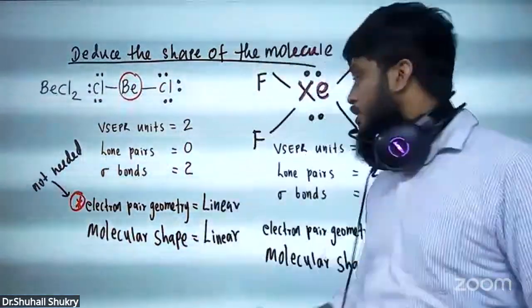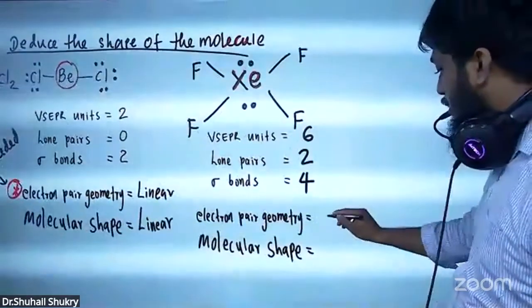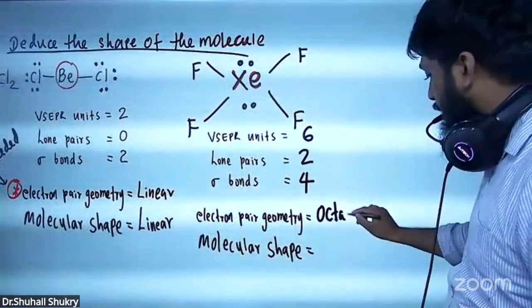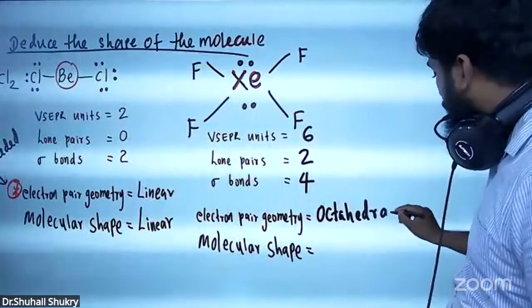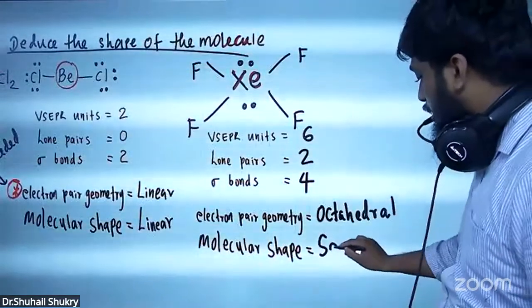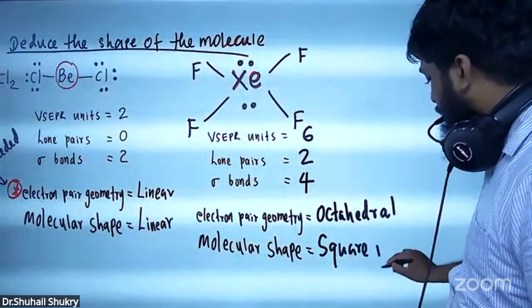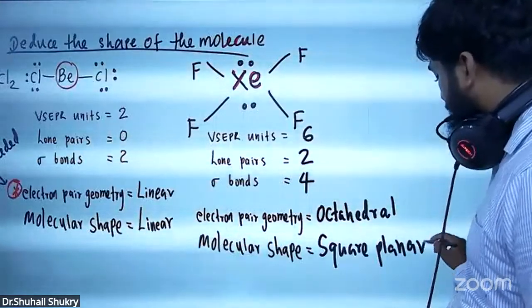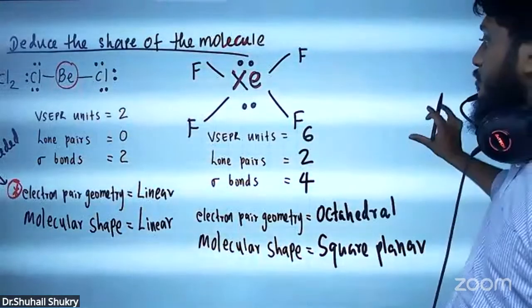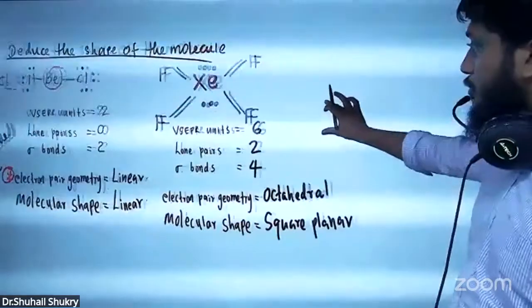Octahedral. Very good. So what is the electron pair geometry? Octahedral. Very good. What is the molecular shape? Square planar. So, understood, these things are easy. Easy, no? Nice. Okay, we'll go for one more thing.